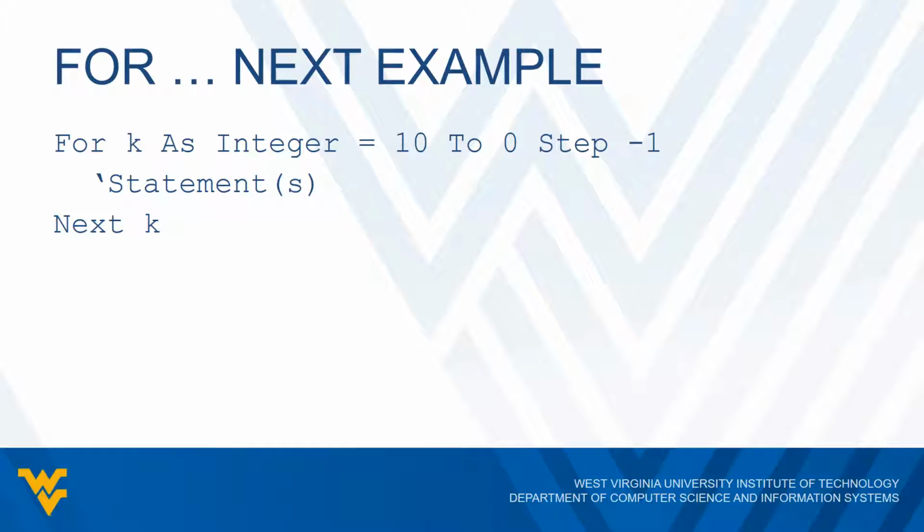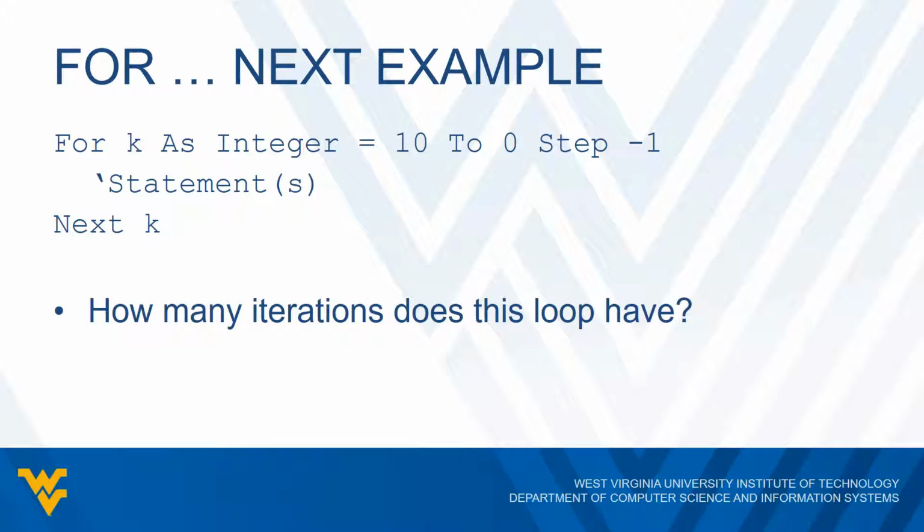Here is another example of a for next loop, where here we have k, and it's an integer. It's initially 10, and we're going to go from 10 to 0, and then we see that our step is set up to be -1. Then we have a set of statements, and we just keep repeating this. So I'm going to ask you again, how many iterations do you think this loop has? Pause the video and resume when you think you have an answer.